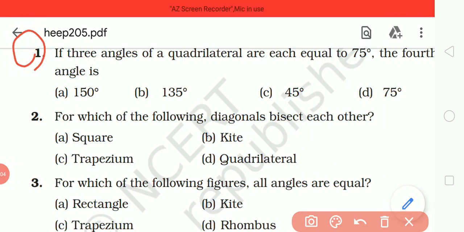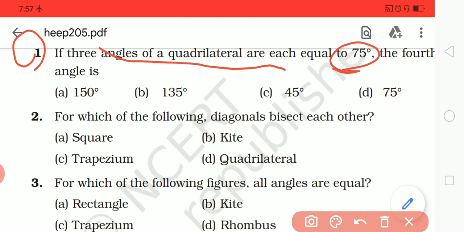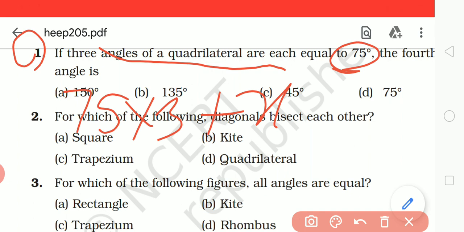First MCQ, this is based on the chapter Understanding Quadrilaterals and Practical Geometry combined. The three angles of the quadrilateral are each equal to 75. Find the fourth one. Three are equal, so you can write 75 threes are. This is the sum of three angles, and the fourth angle I'm taking x, and the sum of all four angles of a quadrilateral is 360 degrees, you know that.